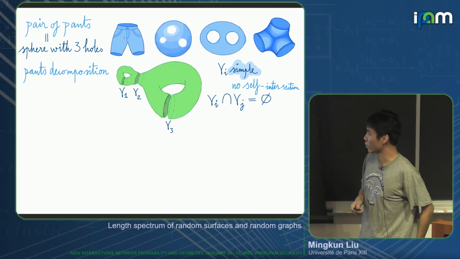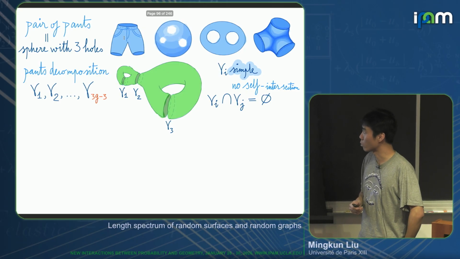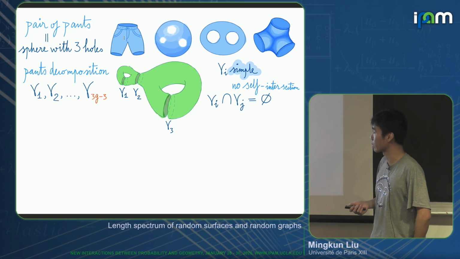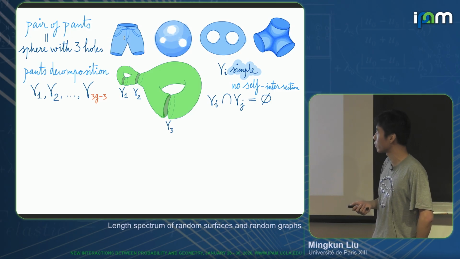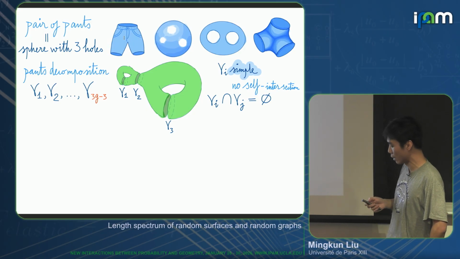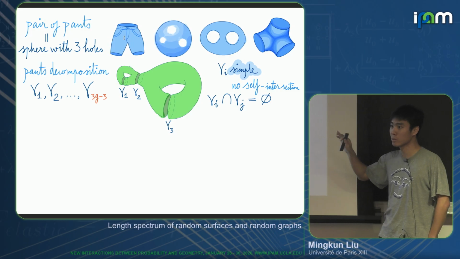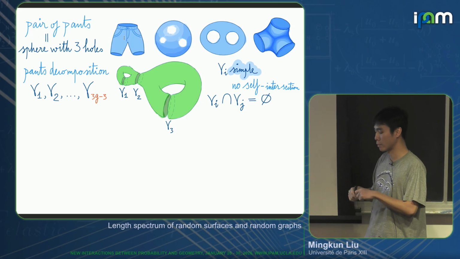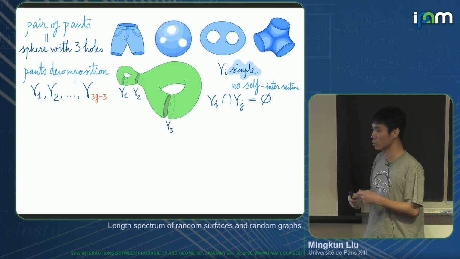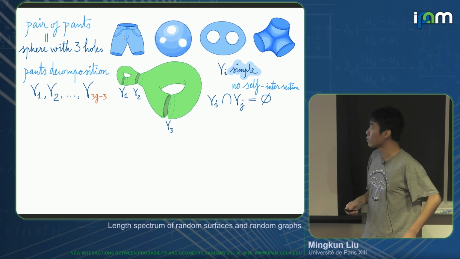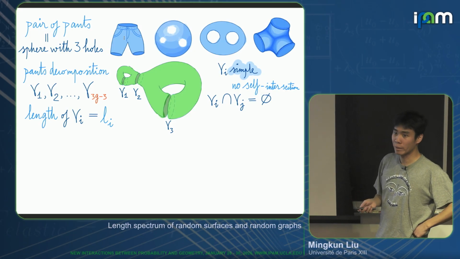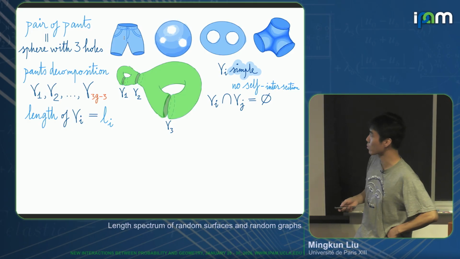Right, and by an Euler characteristic computation, if you manage to do this, you always have 3G minus 3 curves, and you have 2G minus 2 pairs of pants. So up to now, everything is still topological. But if you have a hyperbolic metric on your surface, then you can tighten all these curves to be geodesics. And then you can measure the length of all these geodesics. This gives you 3G minus 3 lengths, positive real numbers.